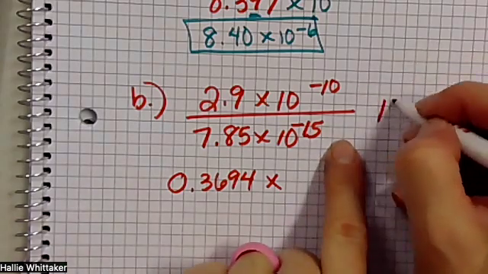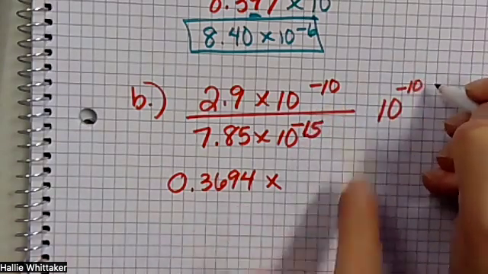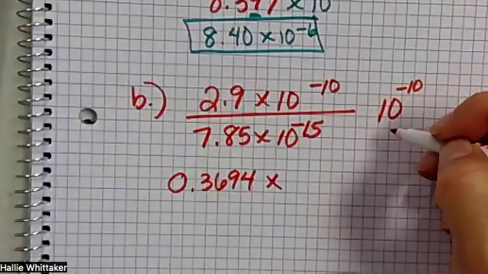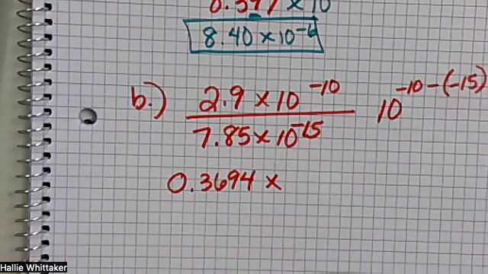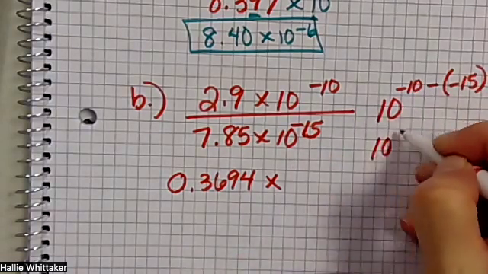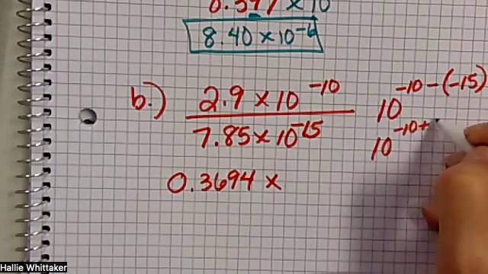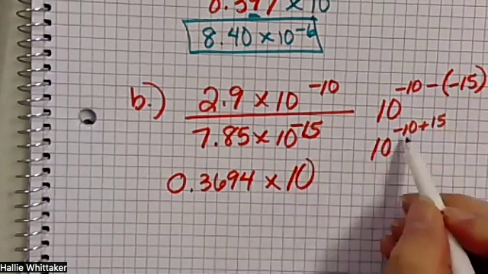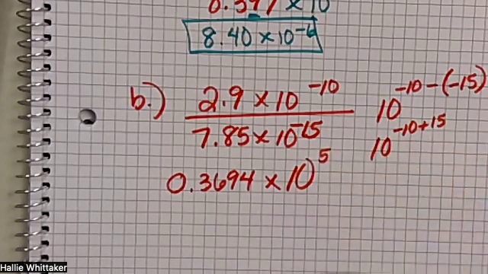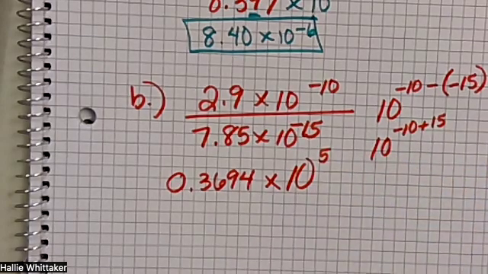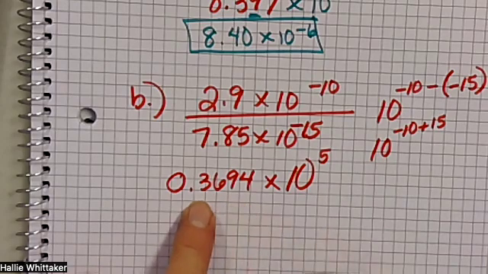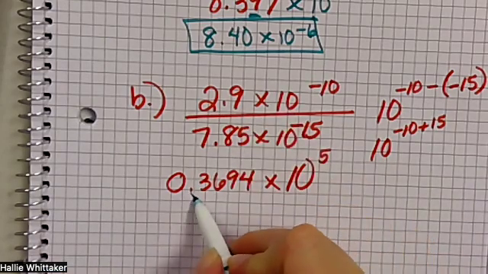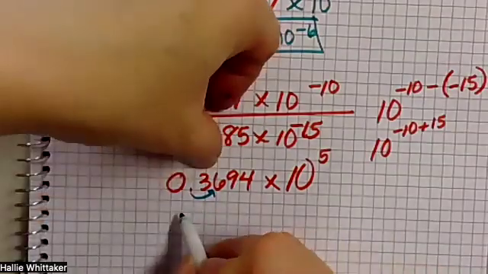Or we could just do 10 to the negative 10. Remind me, when we're dividing powers, we subtract. Negative 10 minus negative 15, again, be careful, becomes 10 to the negative 10 plus 15. So it's 10 to the 5th. Now that's great. You get partial credit if you got that far. Problem. It's got to be greater than or equal to 1, so this is too small. So we are going to move this over 1.